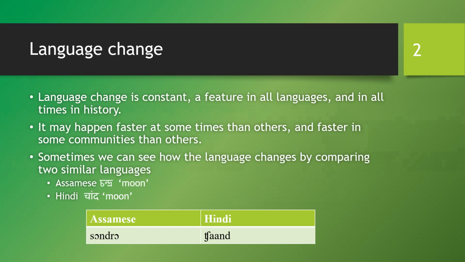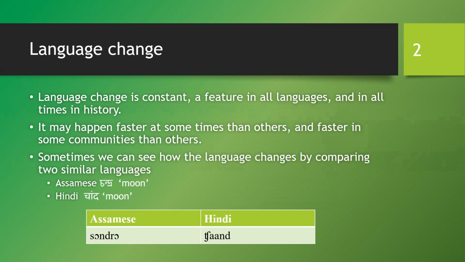And sometimes we can see how the languages change by comparing two similar languages. So I've put up here two words which many of the people listening will know: the Assamese word sondro, moon, and the Hindi word, which I believe is pronounced chand, which is also moon. Now, these two words have a single, similar, original form. And one of the differences that we can see is that in the Assamese form, the sound which is ch in Hindi has become s, or corresponds to s.